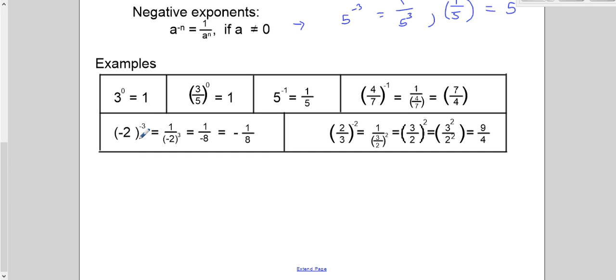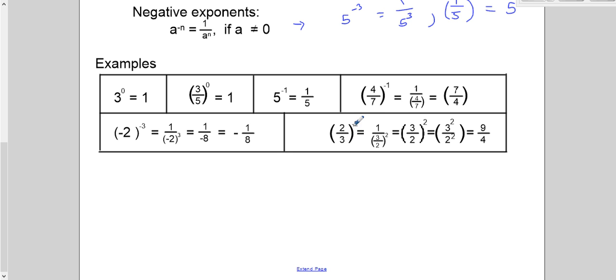If I have -2 to the negative third, I have 1 over -2 to the +3 exponent. A negative symbol on the outside does not cause any change in the way your answer looks, other than creating a negative value to your answer. And we have to take -2 to the third power, which is -8. So our fraction becomes 1 over -8, which is just -1/8.